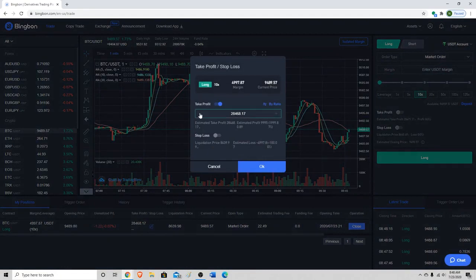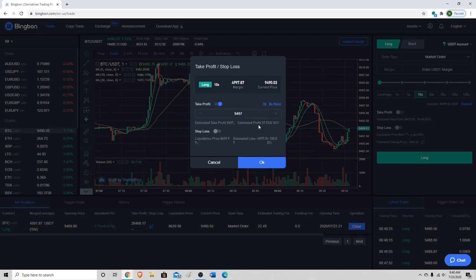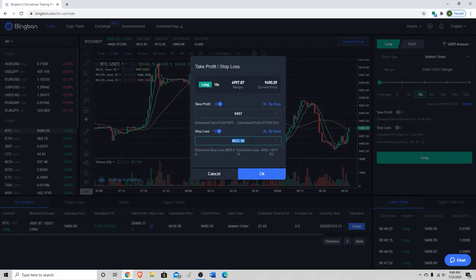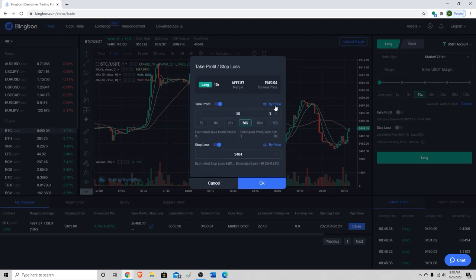All right, so let's say my take profit is going to be 94.97 if it gets there, and my estimated profit will be $37. And my stop loss is going to be at 94.84, so my estimated loss is going to be $30. I can set a higher target. It doesn't matter. You can set a target by price or by ratio.